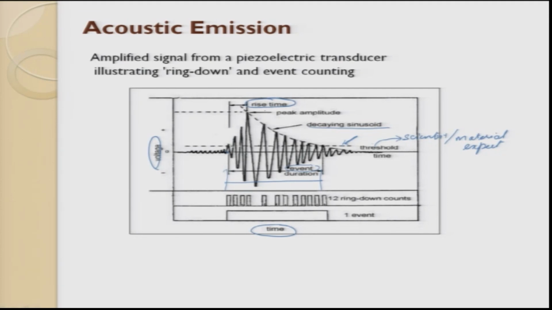Here is the rise time, and this is the peak amplitude. This is the highest peak which we get, and the time between this peak amplitude and the start of the event is called the rise time. Then any event decays, which is called decaying sinusoidal, and then we have the total event happening over this duration. During this duration, the number of times the signal has crossed the threshold in the decaying sinusoidal is called the ring down count.